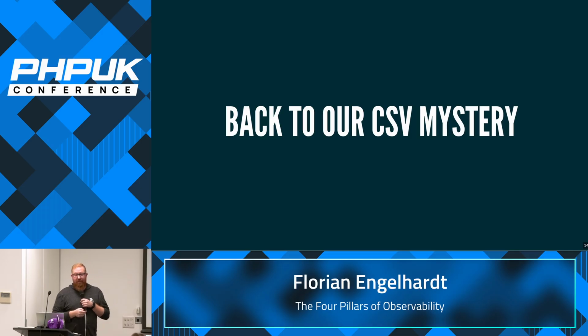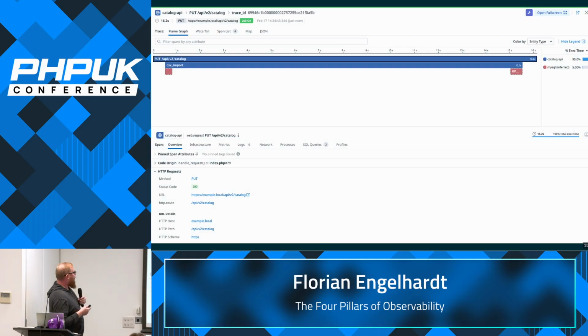So back to our CSV mystery. What does the tracer show for the HTTP request? We see we have a unique trace ID. It's just this string here. We see we have a root span, which is the HTTP PUT request on API v2 catalog that takes 16 point something seconds. We have our custom CSV span, because we were interested in that. It's taking 15 seconds roughly. And then we have two spans, one at the beginning talking to MySQL and one at the end talking to MySQL. Roughly 5% of the time is spent in MySQL, which is probably something one should look into, because there's a lot.